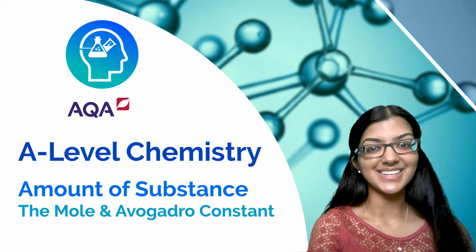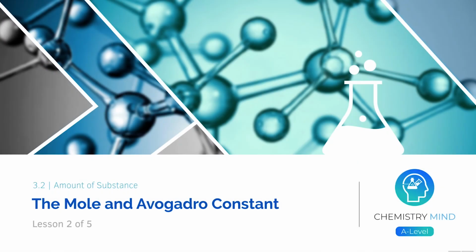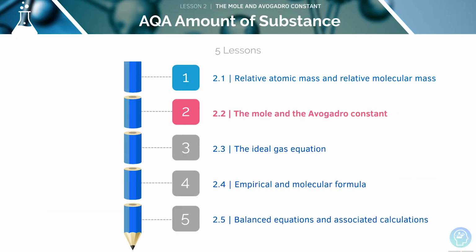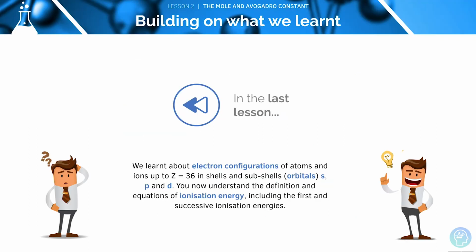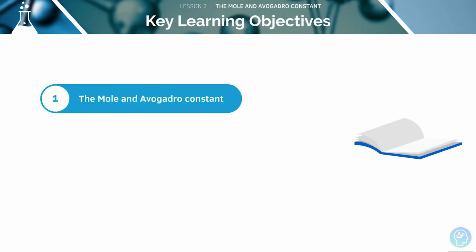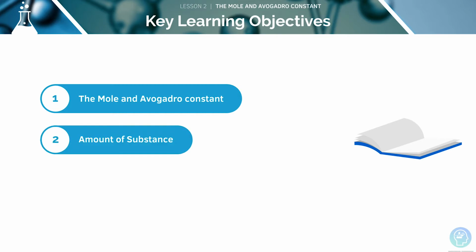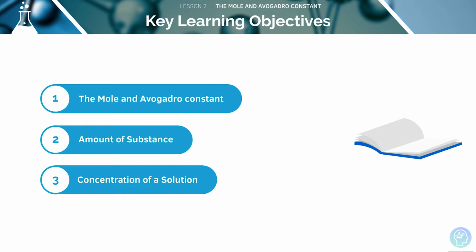So, let's get started. Welcome to lesson 2 of 5 in this tutorial, covering the mole and Avogadro's constant. This is the second in our set of 5 tutorials on the topic amount of substance. In the last video, we looked at the electron configurations of atoms and the definitions of ionization energy. Let's outline our key learning objectives for this session. First, we'll look at the mole and Avogadro constant, move on to amount of substance, and finally look at the concentration of a solution.